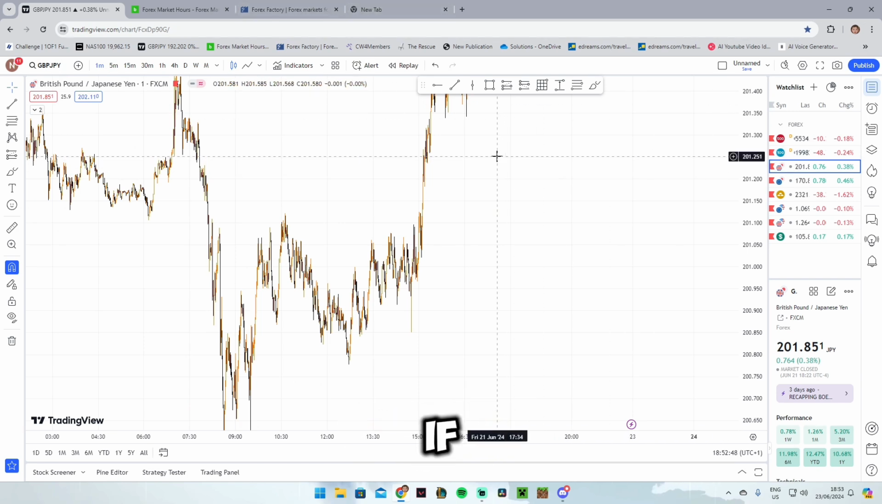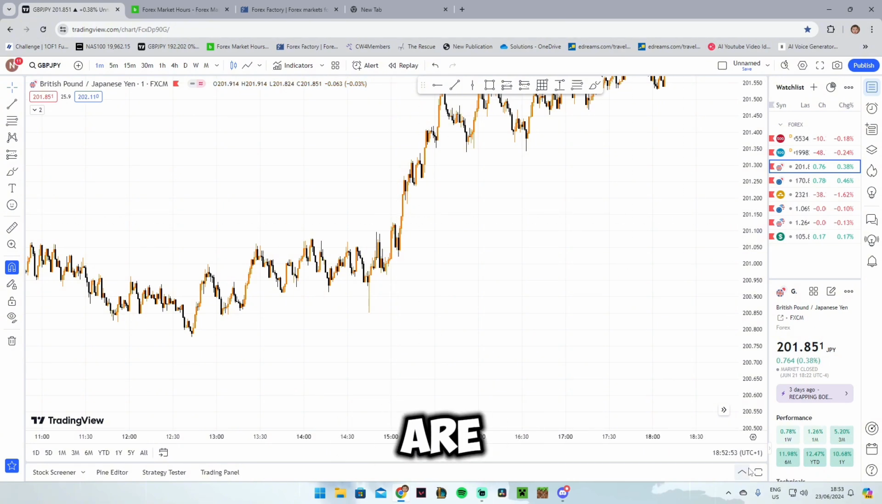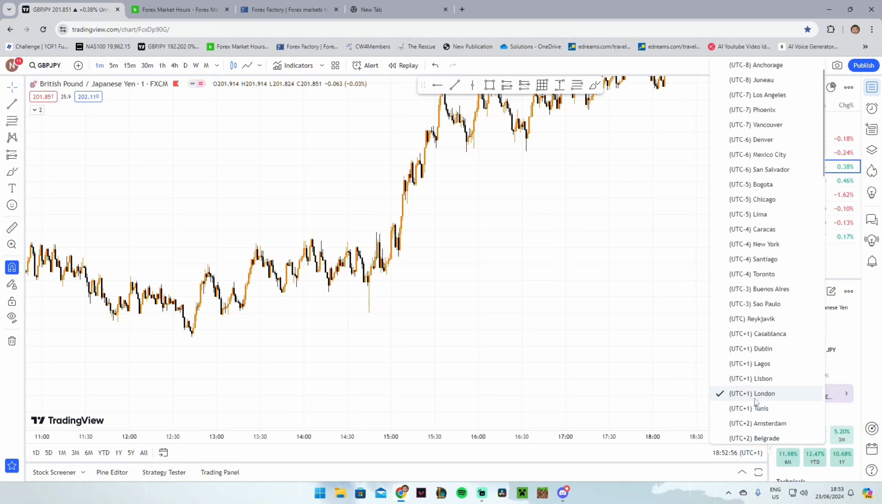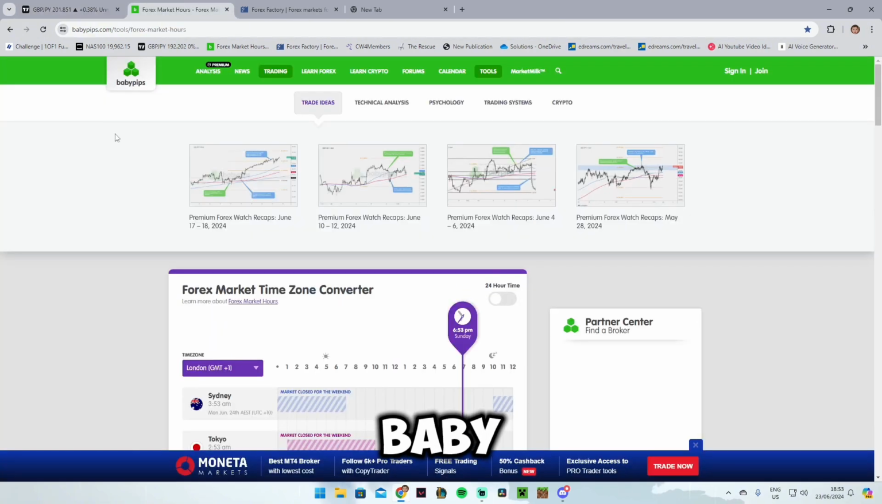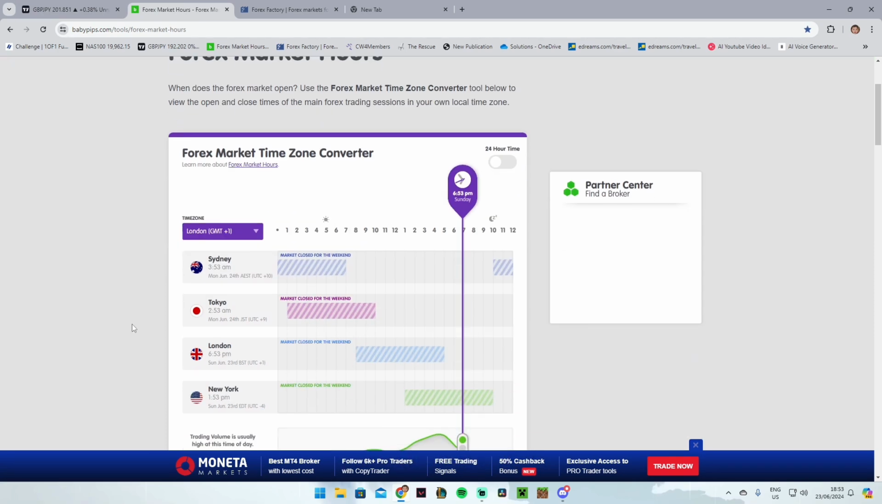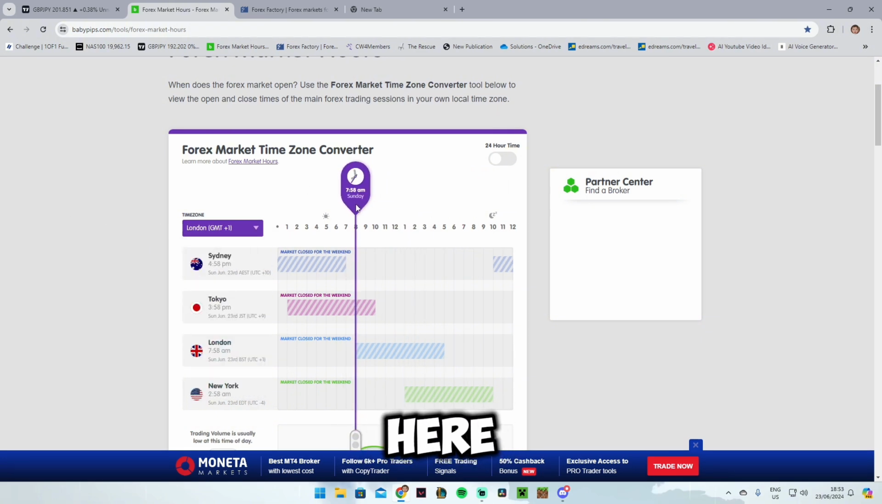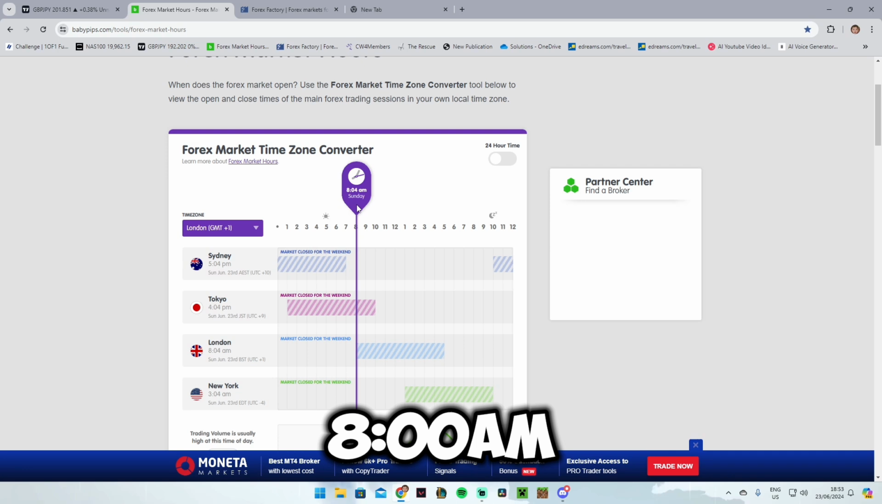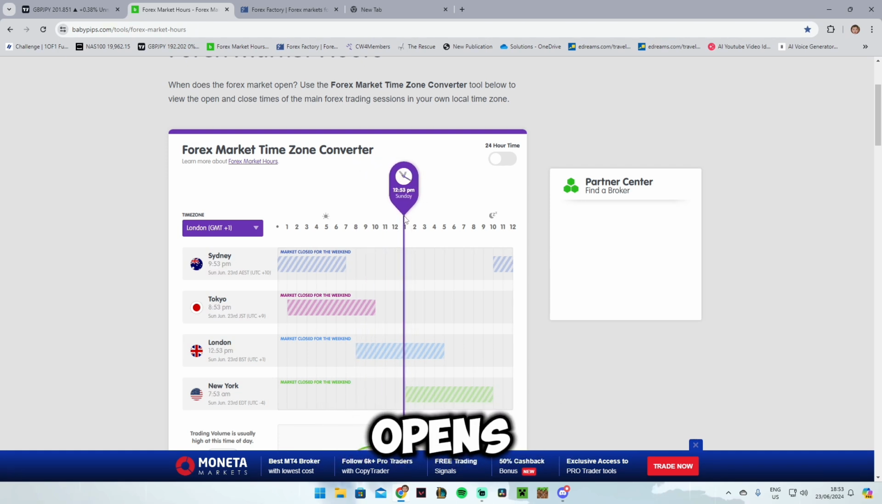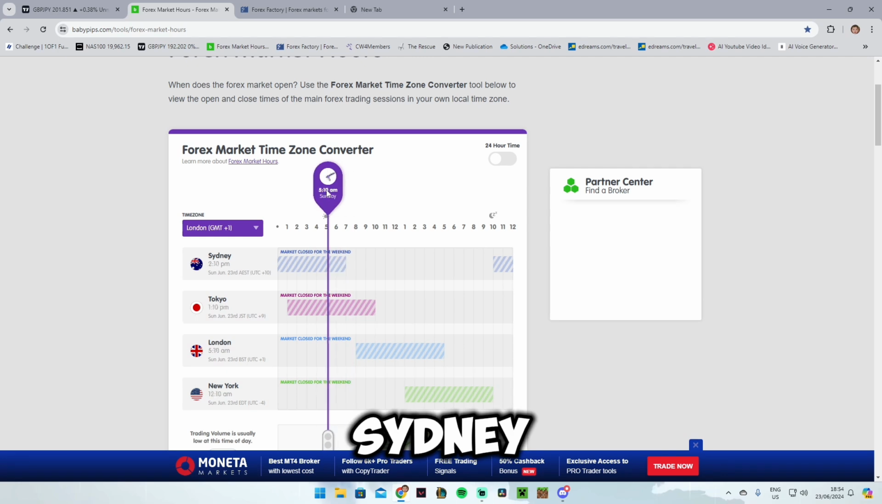If you trade Forex and you don't know what session opens are, I'm on London time, but you hop over to Babypips, go into their tools, Forex market hours, put in your time zone, there you have it. Drag it here, look at that. London opens 8 a.m., New York opens 1 p.m. And we don't care about Sydney because let's be honest, we don't even trade Sydney time anyways.